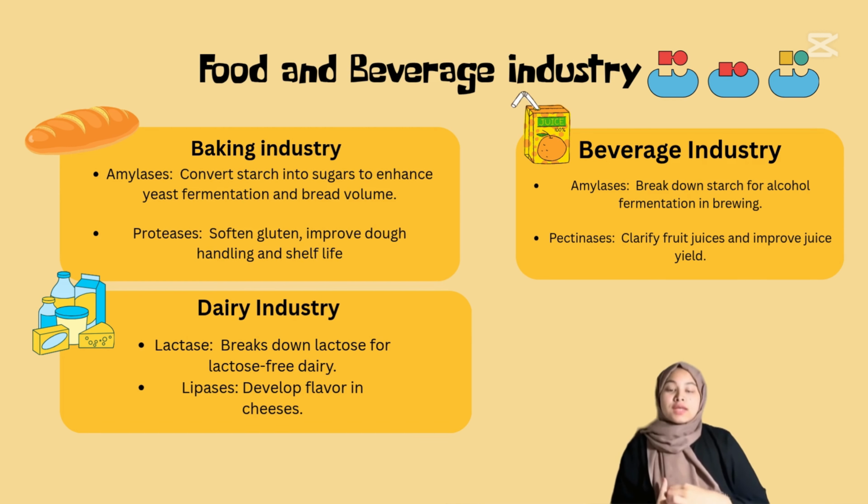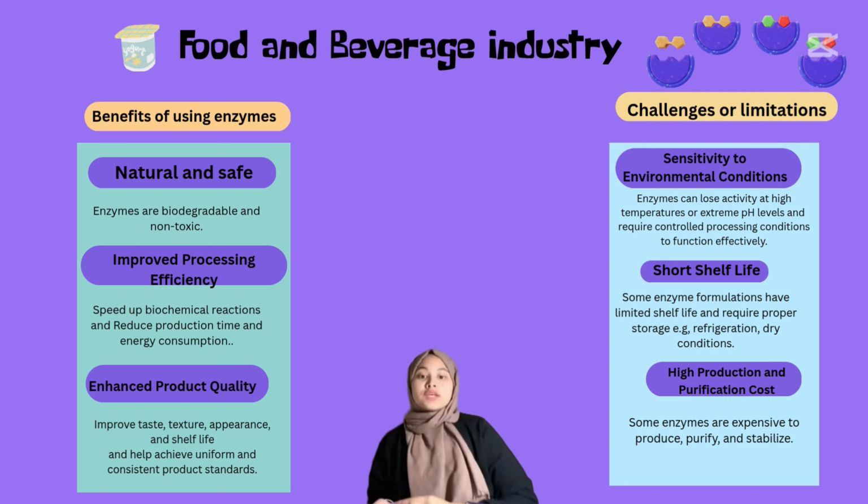For the beverage industry, the enzyme amylase breaks down starch for alcohol fermentation in brewing, and pectinase clarifies fruit juices and improves juice yield. But if you could produce more food with better quality at lower cost while protecting the environment, that's the power of enzymes.